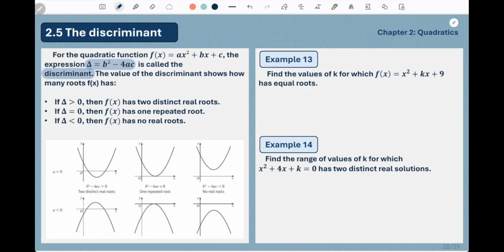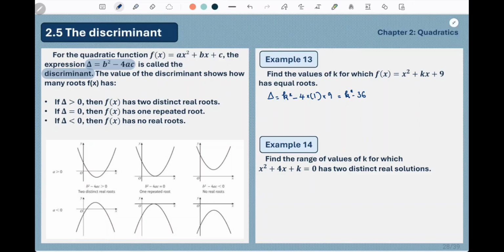Anyways, let's do example 13, where we're going to find the values of k for which f(x) = x squared plus kx plus 9 has equal roots. We know that the discriminant is equal to b squared minus 4ac. In this case, b is k, so k squared minus 4, a is 1, and c is 9. So k squared minus 36.